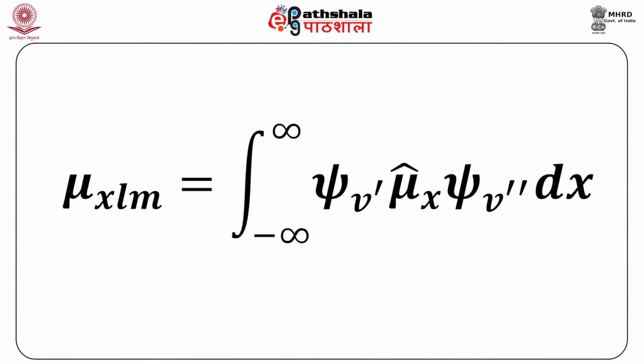Consider, for example, the mu x_LM component. It is a triple integral. It involves the excited state vibrational wave function, the ground state vibrational wave function and the x component of the dipole moment operator. For the double prime to v prime transition, it is given by mu x_LM equal to the integral from minus infinity to plus infinity of psi v prime mu x psi v double prime dx, because we are talking about one dimension only. Psi v prime and psi v double prime are the excited and ground state vibrational wave functions respectively, and mu x is the operator for the x component of the dipole moment.